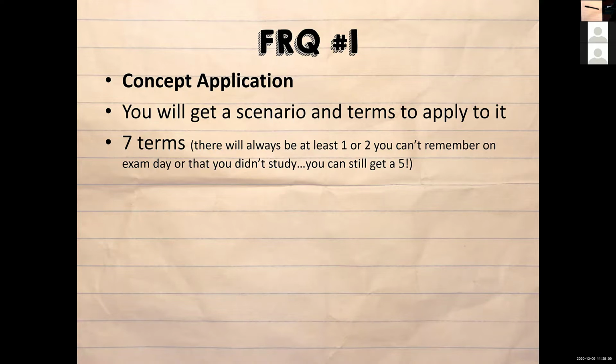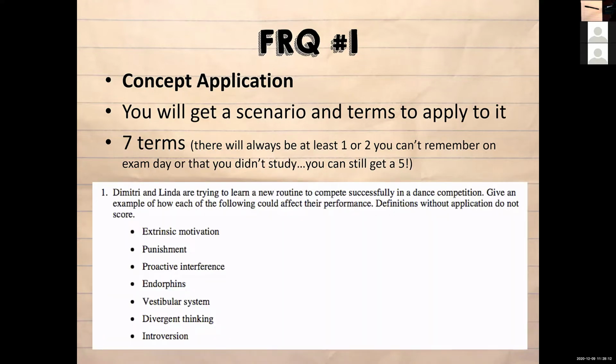So concept applications usually look something like this. So you'll have a brief scenario and then you have your terms. And if you look, extrinsic motivation, that's going to be from our unit coming up, we haven't done. Punishment, that's from the learning unit. Proactive interference, that's from the memory unit. Endorphins, biology unit. Vestibular system, biology again. Divergent thinking is going to be after this semester for the rest of this unit. And then introversion is going to be a later unit. So it's from the whole year.